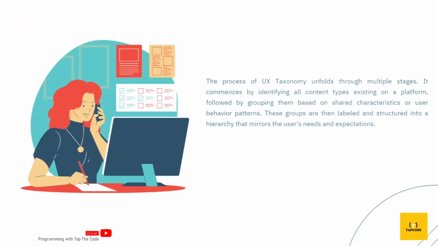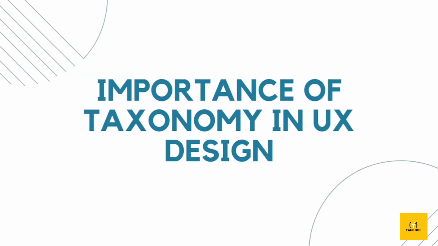The process of taxonomy unfolds in stages. It basically starts by identifying all content types in our product, which is followed by grouping them based on their shared characteristics, user patterns, or themes. The grouped data are then labeled and structured into a hierarchy that best suits your users' expectations and their needs. Now we'll talk about the importance of taxonomy in UX design.